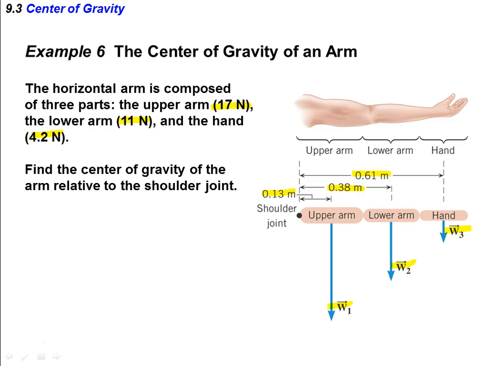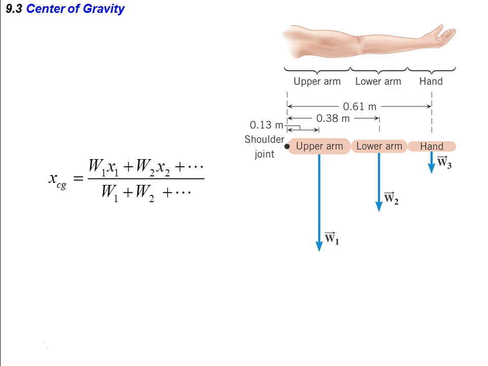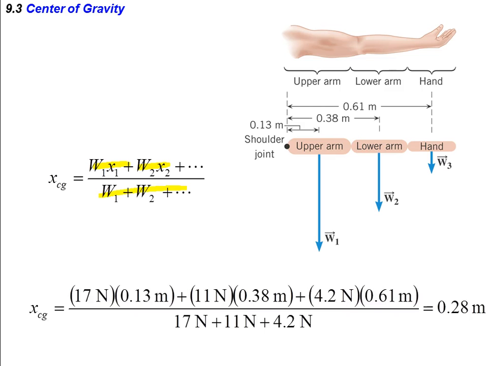So we're going to use that formula that we just had in the last slide, and we're going to add up all of the weights times their distance and divide by all of the weights. So if we do that, we have the 17 newtons times the 0.13, or the 13 centimeters, that's the upper arm, and then the 11 newtons times the 0.38, which is the lower arm, and the 4.2 newtons times the 0.61 meters, which is the hand.